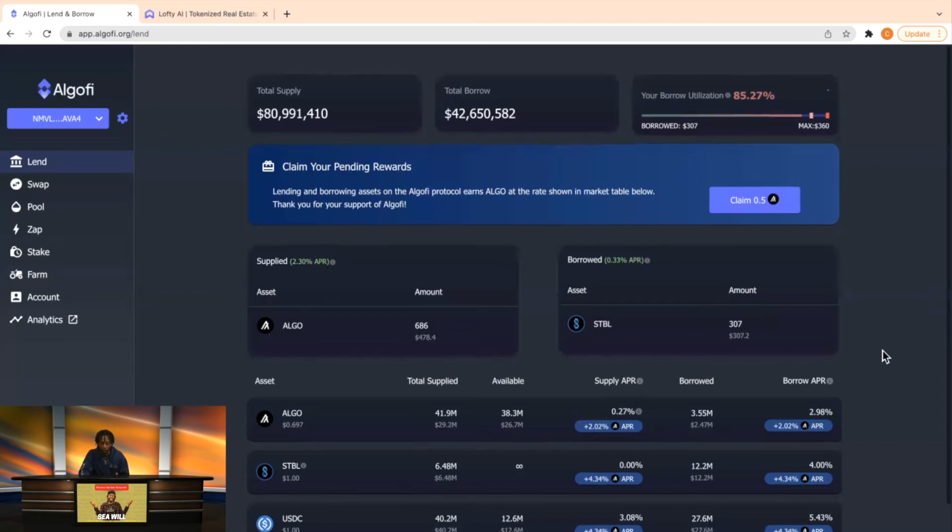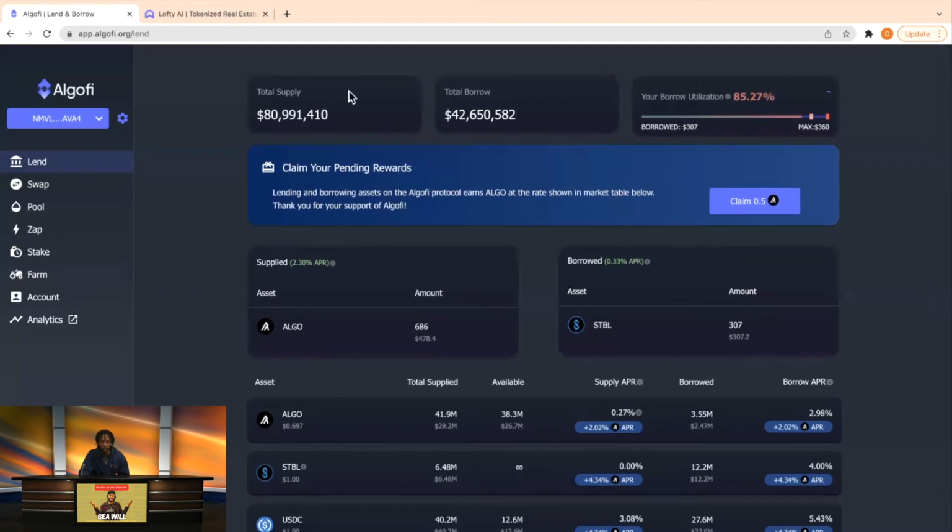We're on Algofi, right? As you see here, we have a total supply of over $80 million, total borrow at 42 million. See up here, we have a utilization, right? I borrowed money out of here, collaterals, right? And it shows you a percentage, and you get liquidated once you add 100%. So don't do that.